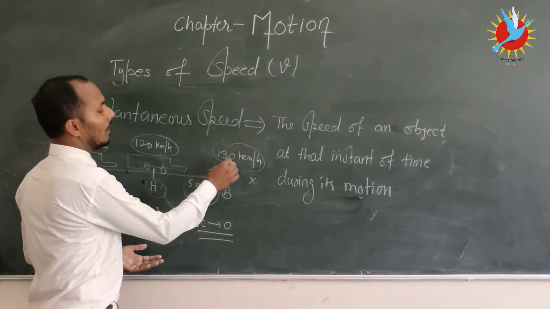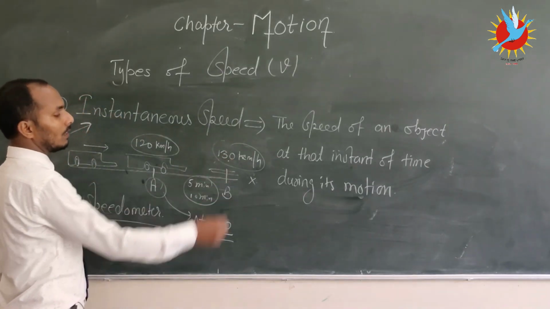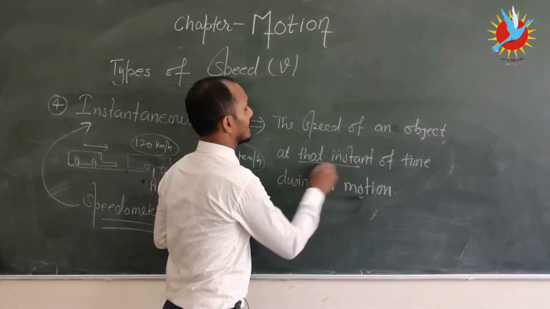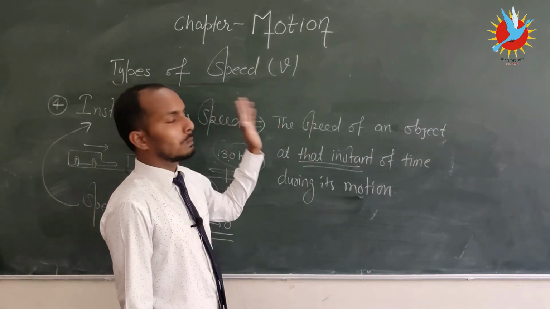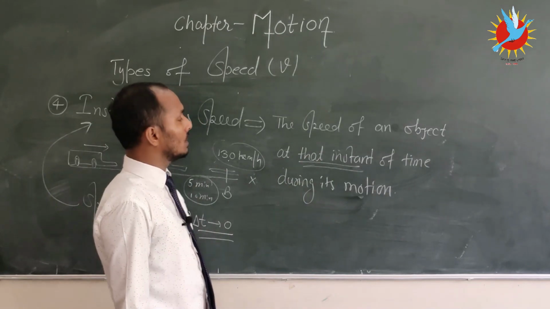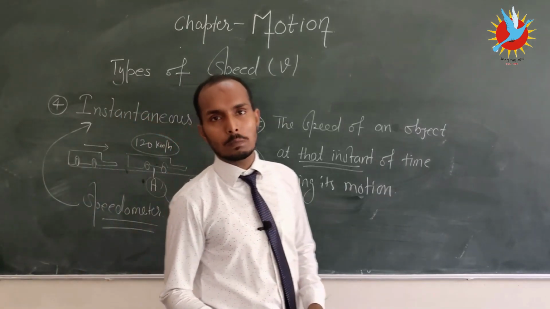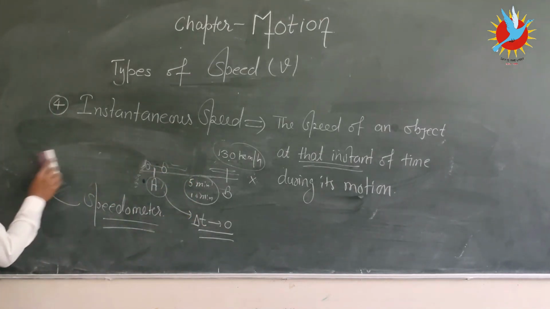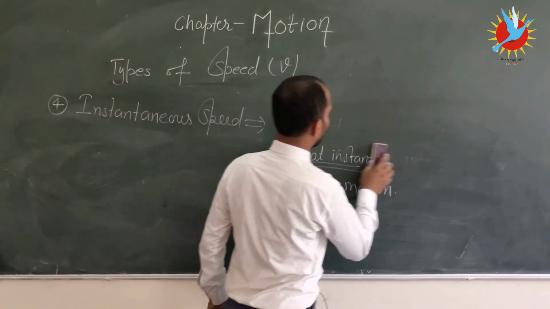If you ask what the speed is at B, and he says 130, then this is instantaneous speed. So instantaneous speed means the speed of an object at that instant, at a particular time. The speed of the body at a particular time is known as instantaneous speed. So these are the four different types of speed: uniform speed, non-uniform speed, average speed, and instantaneous speed. Our speedometer measures instantaneous speed.